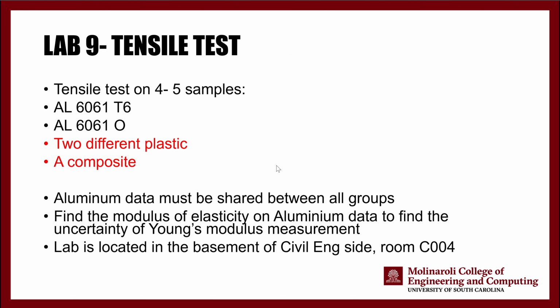So in the lab, you will be given two different samples of aluminum 6061. One is annealed, one is hardened. So essentially one is softer, one is harder. And you will be given two different plastics and a composite material. For all of these, you have to run the tensile test. And we'll try to give at least each person one sample to do the test in the labs. And eventually you have to determine the modulus of elasticity for us.